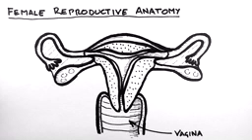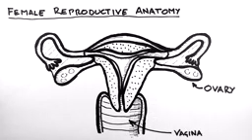To each side of the uterus lie the ovaries. These are the female gonads. Their role is to produce eggs for subsequent fertilization and sex hormones which regulate the release of these eggs into the uterus and regulate the menstrual cycle.